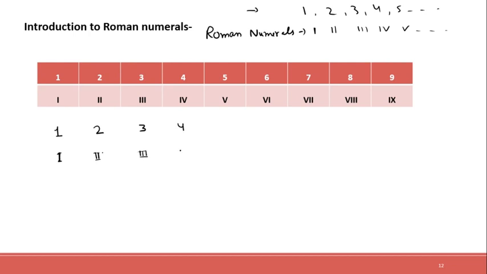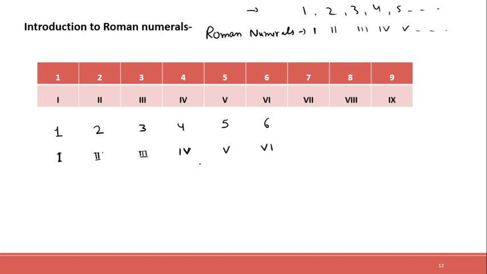Then for 4 we have this, a 1 and a 5. Then for 5 we have a V. For 4 we have a 1 and a V. Then for 5 we have a V. For 6, we have V and a 1.